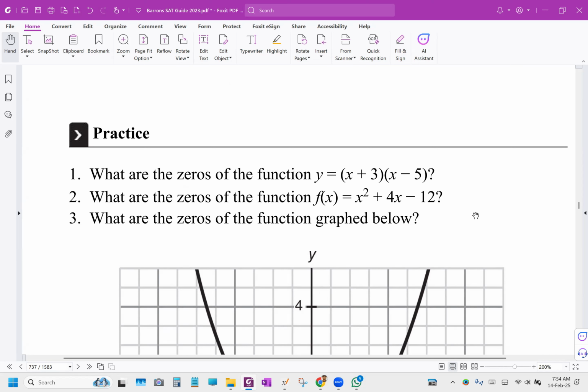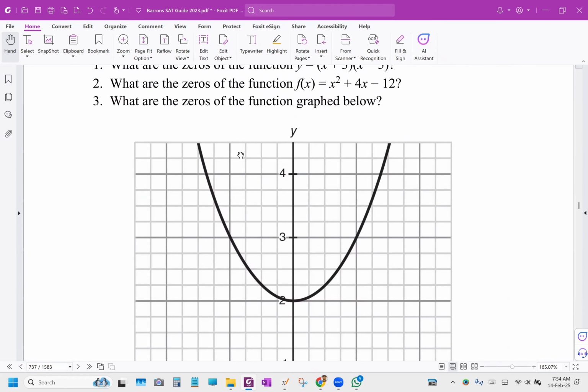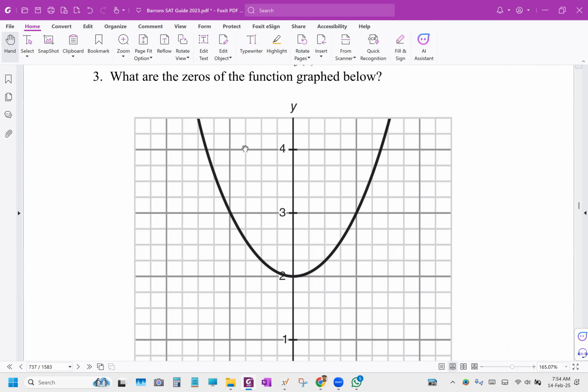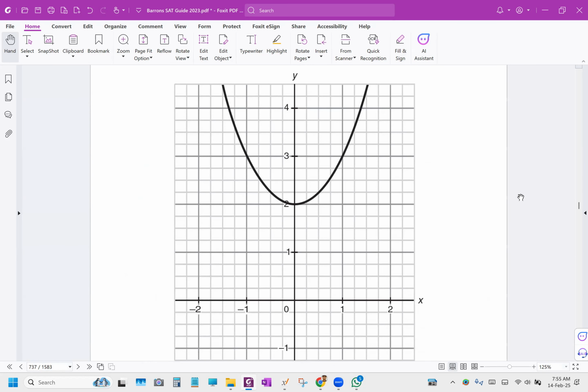The exact same question here too. What are the zeros of the function graphed below? Just think and answer me. Zeros would be... Okay, I'm gonna zoom out. 1.25 and -1.25, something like that. It would be a decimal.